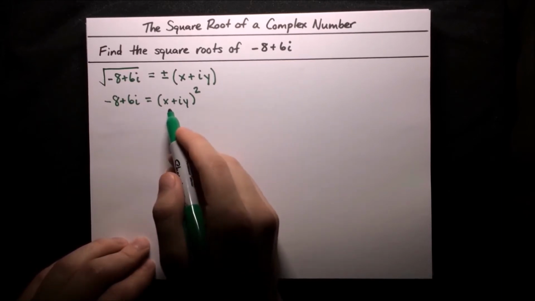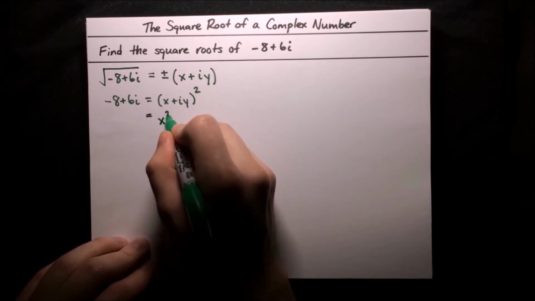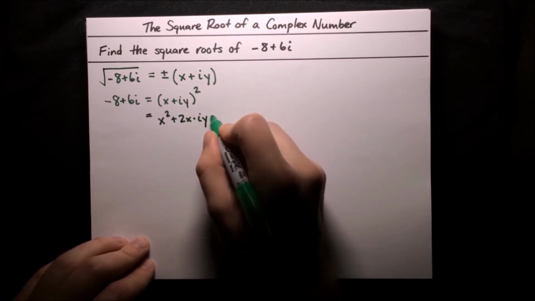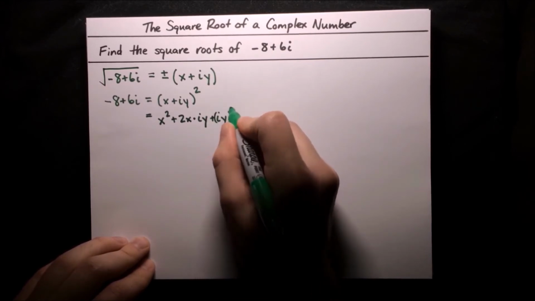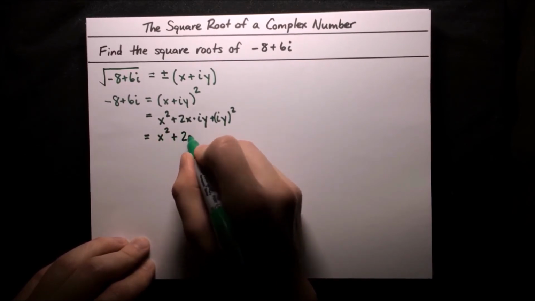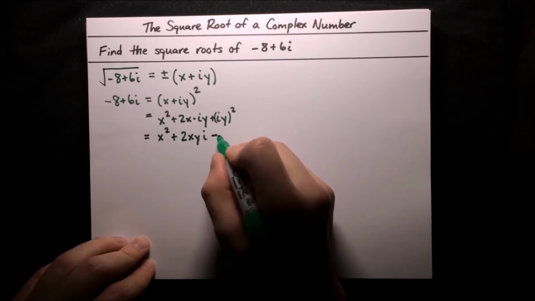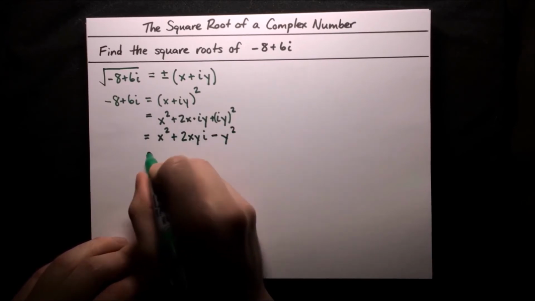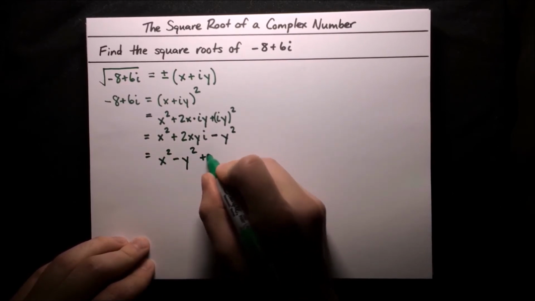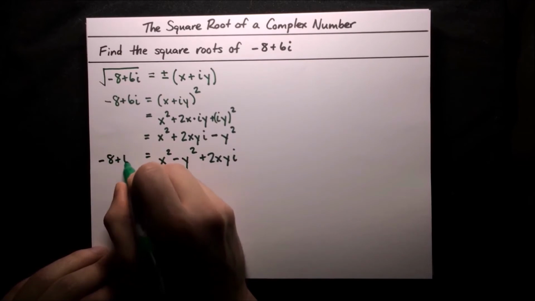Now, why don't we go ahead and multiply out the right-hand side here. So x plus iy squared, that comes out to x squared, then plus 2 times x times iy, and then plus iy, that quantity squared. We can simplify that even more. That's x squared, then plus 2xyi, and then i squared is negative 1, so we've got a minus y squared. Let's just group that up. That's equal to x squared minus y squared plus 2xyi, and that has to be equal to negative 8 plus 6i.